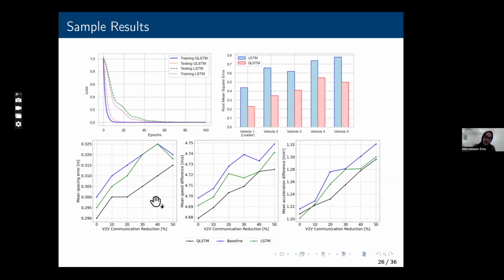And finally, we can see that our proposed QLSTM is able to maintain its performance in terms of speed and acceleration, even at reduced communication scale. So even if there is minimal or optimal communication between vehicles, it is able to maintain the string of the platoon.